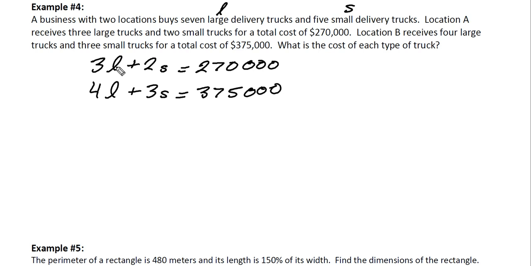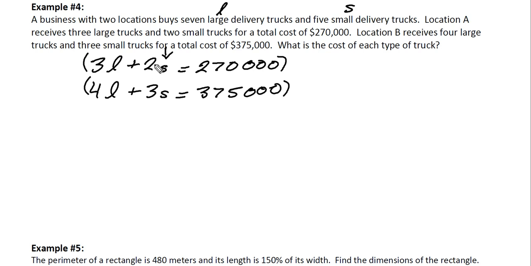So I'm going to figure out what I need to multiply to create a set of opposites, and what I want to get rid of. I usually like to get rid of the variable that has the smaller coefficients, because then I need to multiply by a smaller number, which gives me smaller numbers as a result when I'm all said and done with these equations. So I'm going to choose to get rid of S because the coefficients are 2 and 3, and that's smaller than 3 and 4.